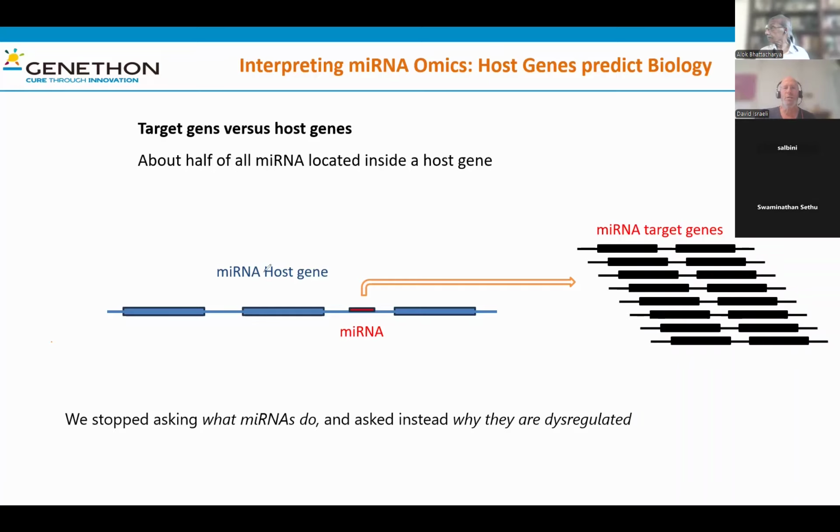We said, instead of being interested in all these target genes, what happens if we get interested in the miRNA host gene rather than the target genes? The question is phrased here: we stopped asking what miRNAs do, and we started asking why they are dysregulated. And the answer is that these miRNAs are very often dysregulated because their expression is associated with the expression of their host gene. So what's going on?